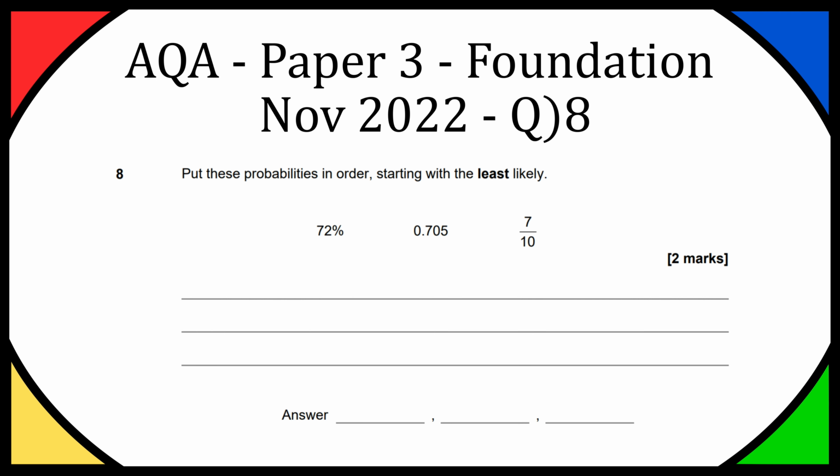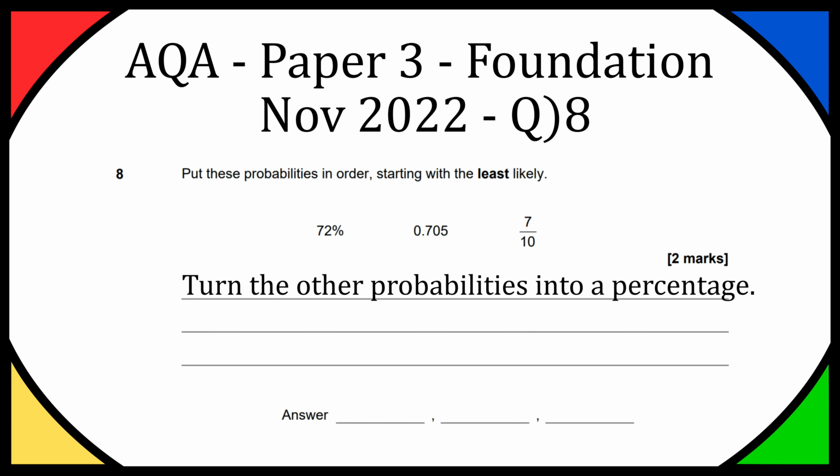So when they say we need to start with the least likely, we basically need to order them from smallest to largest probability, and I think the best way to just visually see which is the smallest and which is the largest is turning them into a percentage. We could turn them all into fractions over the same denominator, or we could turn them all into decimals, but I think the easiest thing to do is just turn them all into percentages.